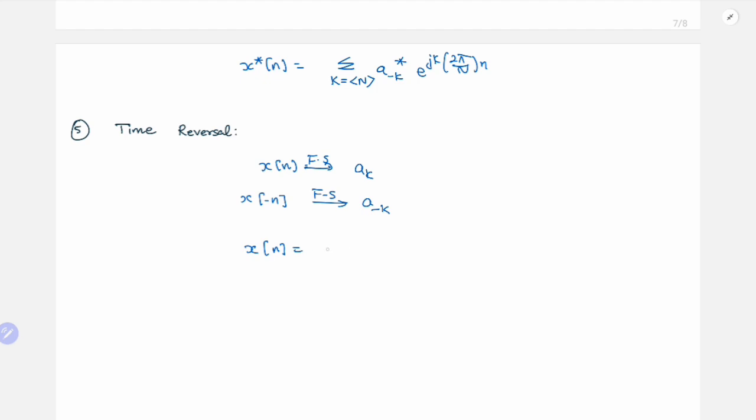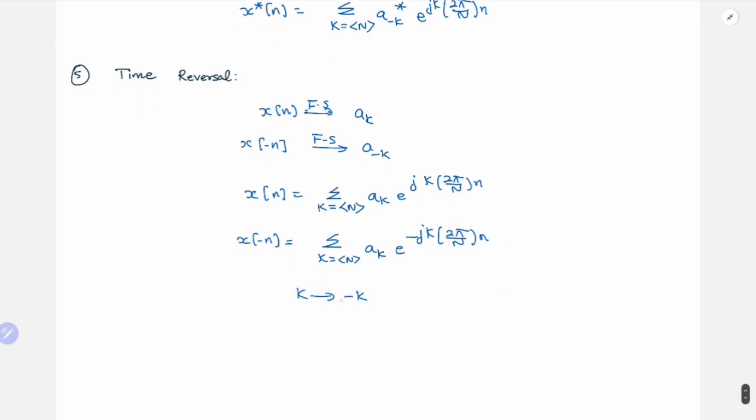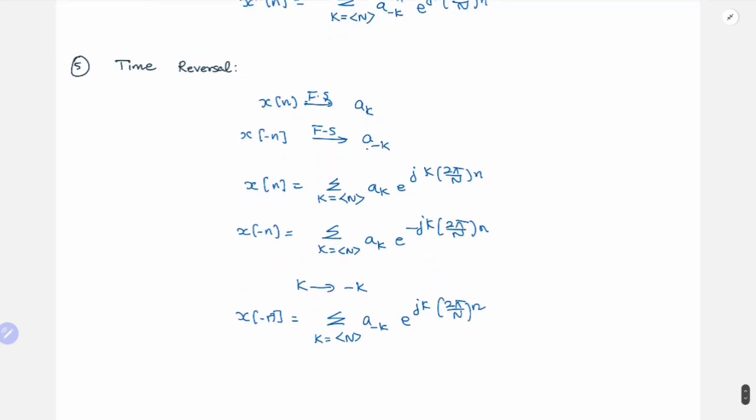So x of n is nothing but summation k equal to n, a_k e power j k 2 pi over n into n, and x of minus n is nothing but summation k equal to n, a_k e power minus jk into 2 pi over n into n, and replace k with minus k. So here x of minus n is nothing but summation k over n, a minus k e power jk 2 pi over n into n. So this thing here is a minus k. Okay.